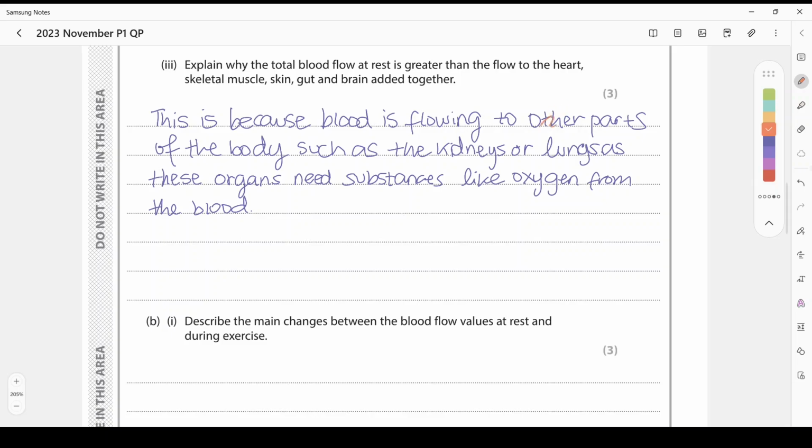So you could say other parts is 1 mark. The other mark is, you can give an example. So they said kidneys or lungs or liver, and they can also say arteries or veins. And that's because these organs need blood to be supplied there. So I said these organs may need substances like oxygen from the blood.